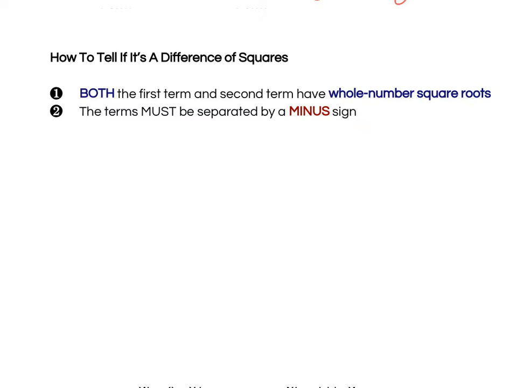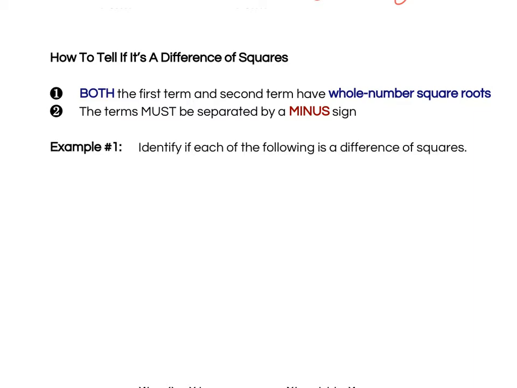So let's do some practice now to make sure that you can identify whether an expression is indeed a difference of squares. So let's have a little discussion around that. I'm going to give you some examples. In these examples, I want you to identify if each of the following is a difference of squares. Take a minute to look at each of these examples. I want you to write out whether it is or is not a difference of squares. And if it's not, maybe indicate why it's not a difference of squares.